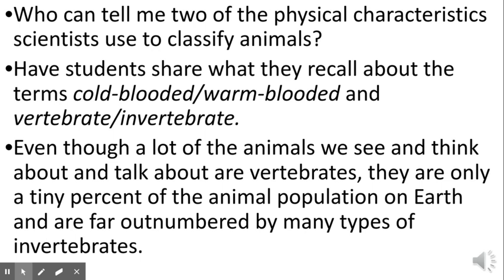What are two of the physical traits we've learned about so far that scientists use to classify animals? Right, do you remember? We talked first about how animals are cold-blooded or warm-blooded. And then yesterday we talked about how animals are vertebrates or invertebrates. What does it mean to be cold-blooded or warm-blooded?